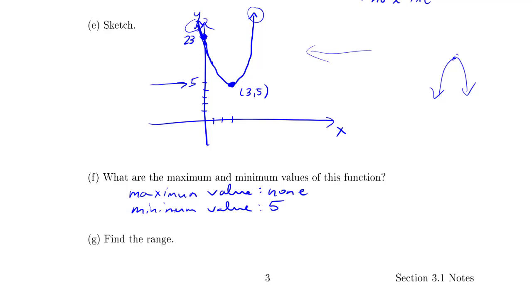The range as well is going to be pretty easy from this. Again, if we're looking at the range, work your way up in y values. The first y value we're going to get is just the y value of the vertex. So we have 5, comma, keeps going up to infinity. That's it.